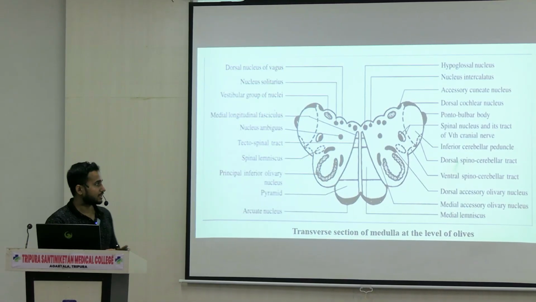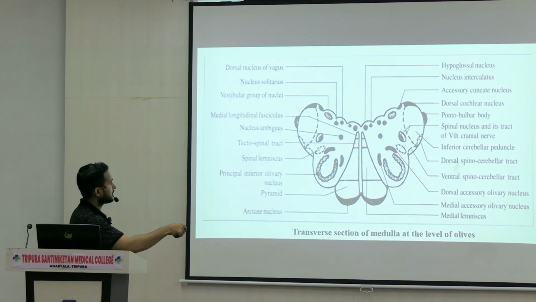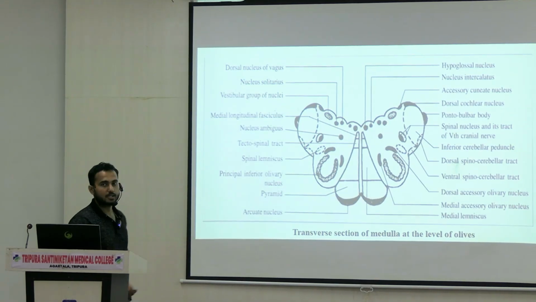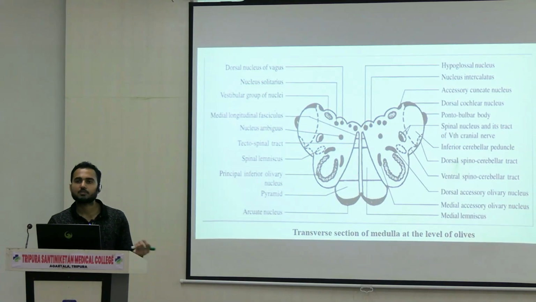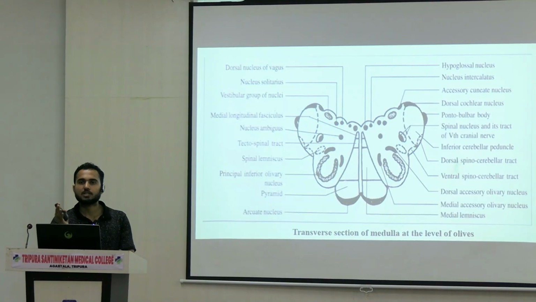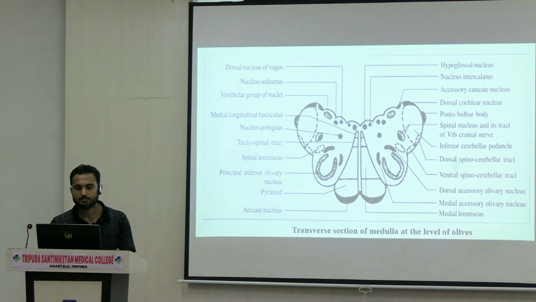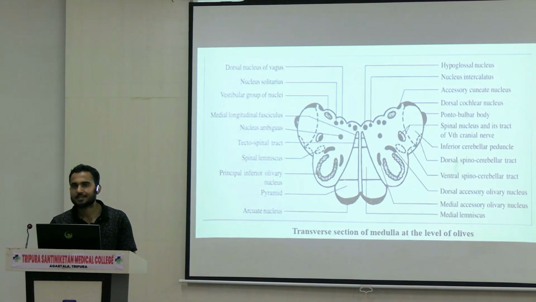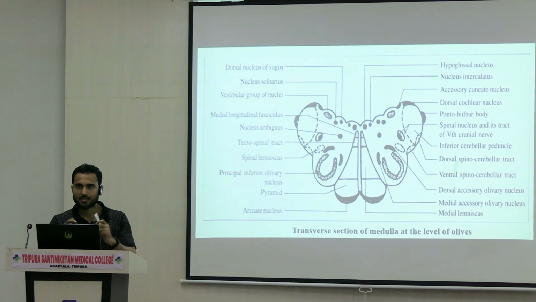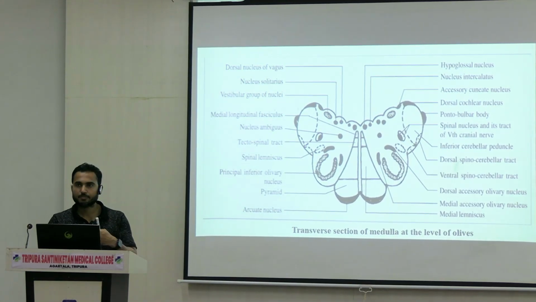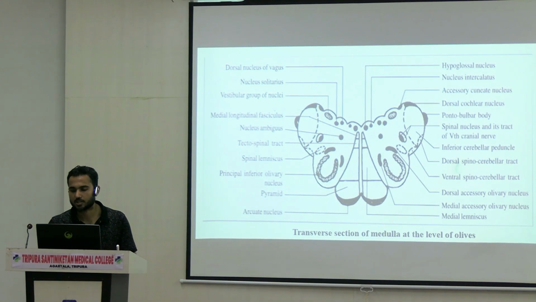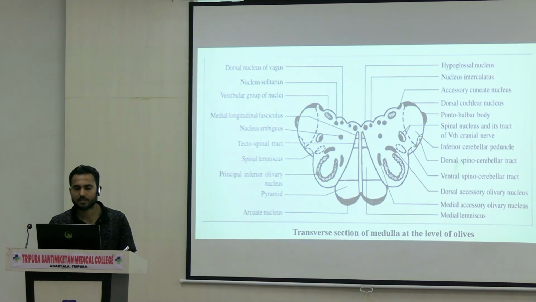Now our job is to identify the important nuclei which are seen at this level. These black dots, as you can see, are nothing but the important nuclei. All the nuclei are seen over here. Here also, we have to identify the nuclei from medial to lateral. The central gray matter is spread over the floor of the fourth ventricle.